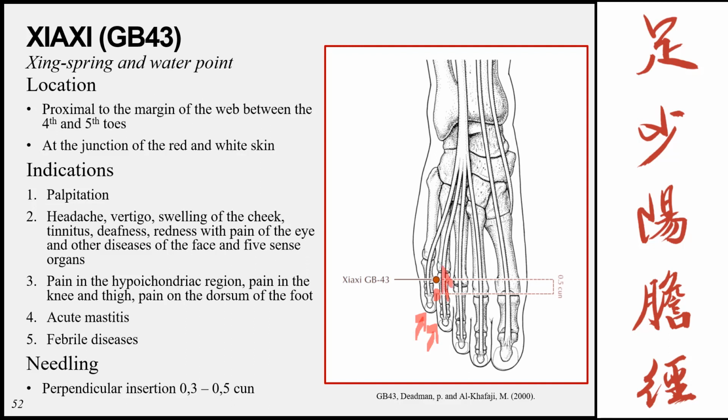The indications for this point: it can be used for palpitations, headache, vertigo and swelling of the cheek, tinnitus, deafness, redness with pain of the eye, and other diseases of the face and 5 sense organs. It can also be used for pain in the hypochondriac region, pain in the knee and thigh, and pain locally on the dorsum of the foot. Fourthly, it can be used for acute mastitis, and finally, it can be used for febrile diseases. The insertion is perpendicular, 0.3 to 0.5 cun.